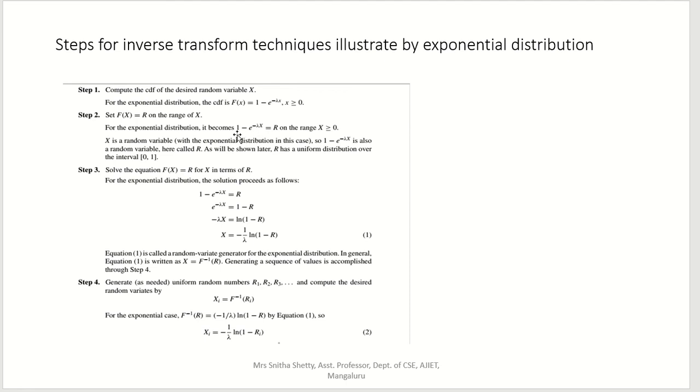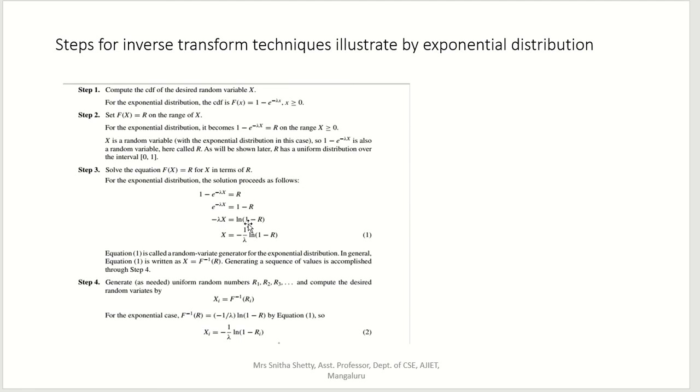Now step 3, just solve this. When you compute 1 minus e to the power minus lambda x is equal to r, look at this part: I shift the e to the power minus lambda x to the right side, so that we get e to the power of minus lambda x is equal to 1 minus r.